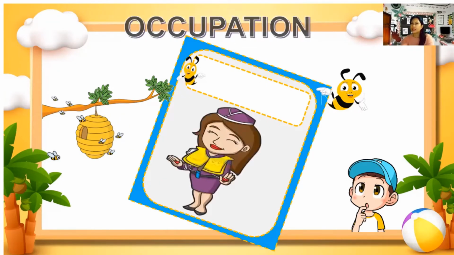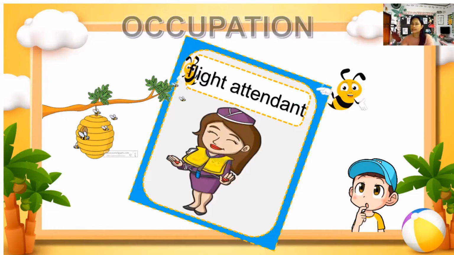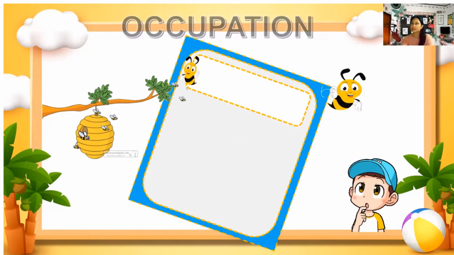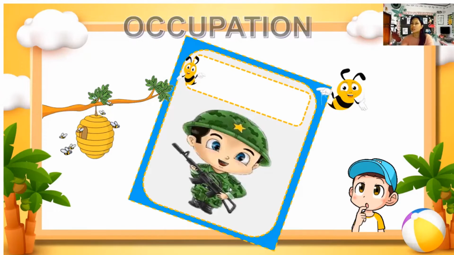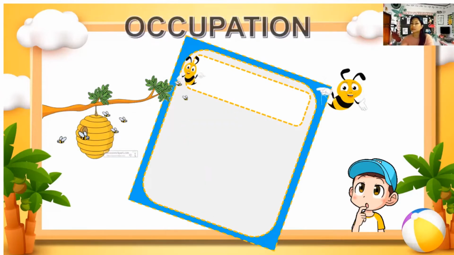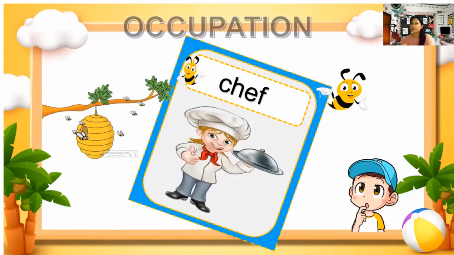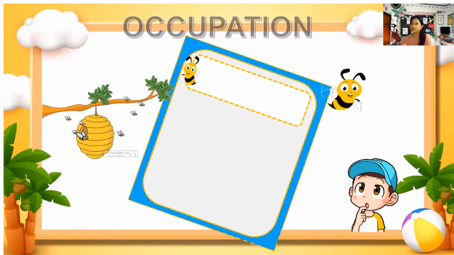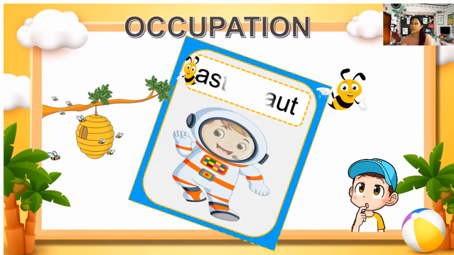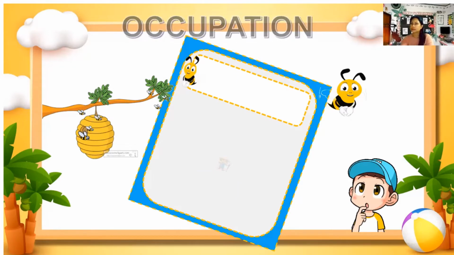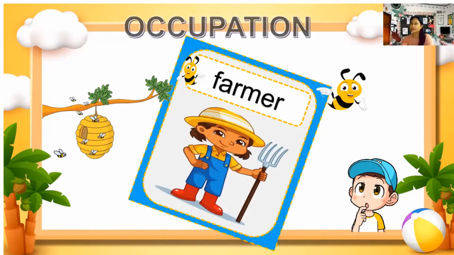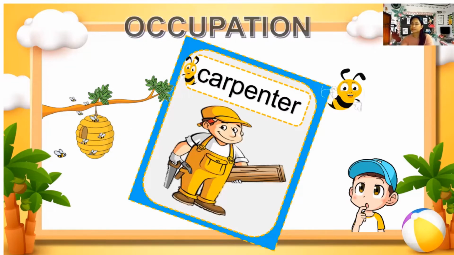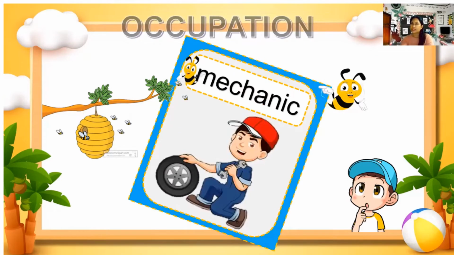Then we have a flight attendant. And we have the pilot. They're working together. And then we have a soldier. Then we have a chef. Then an engineer. Then we have an astronaut. All right. And then we have a farmer. Then a carpenter. A mechanic.